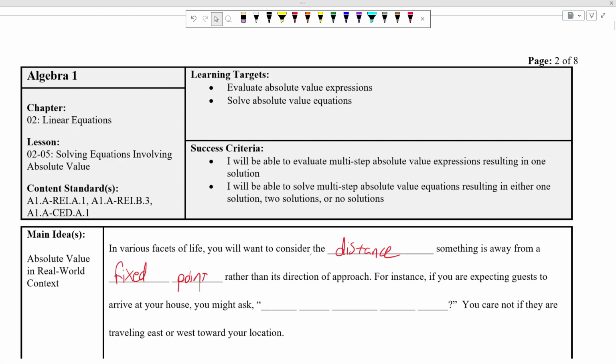So, for instance, let's say that you are expecting guests to arrive at your house. You might ask the question. You call them up and say, how far away are you? That might be the question you ask because you don't care if they're coming from east or west or north or south. You care how far away they are.